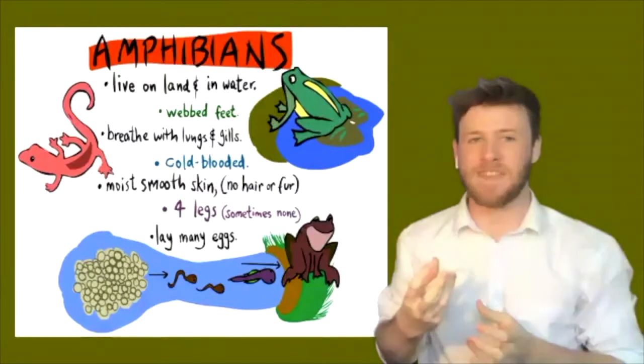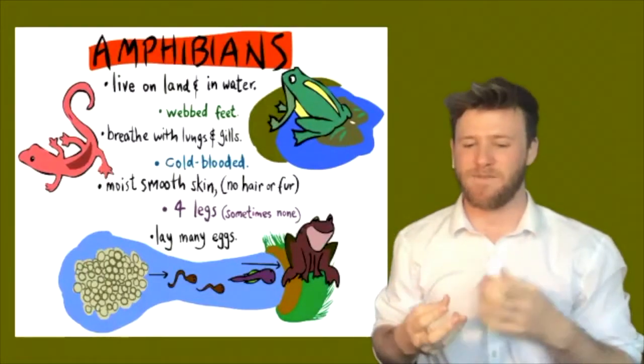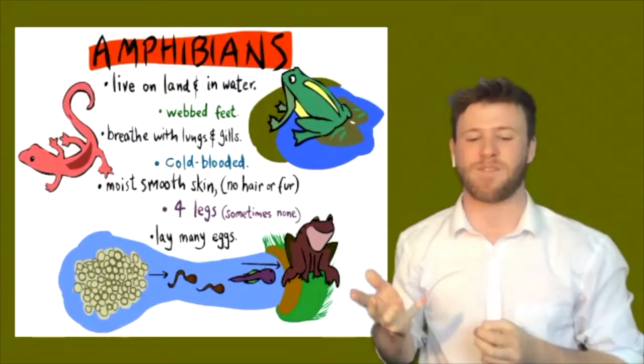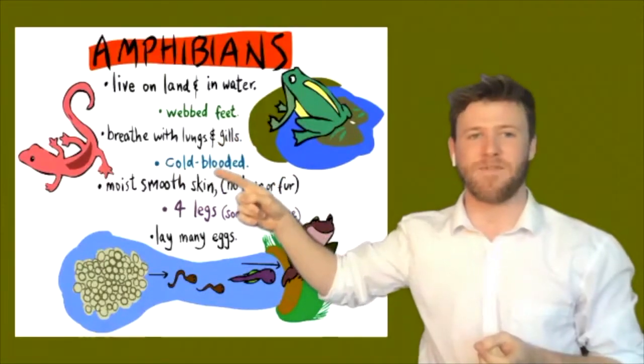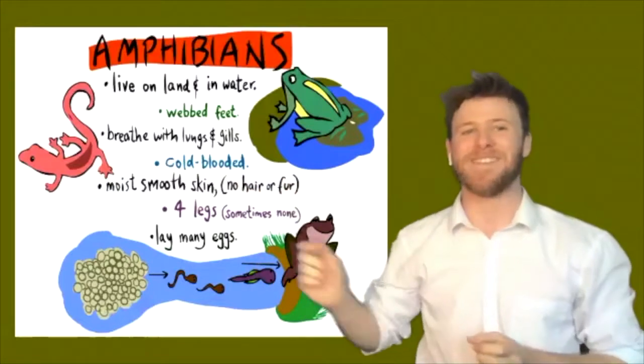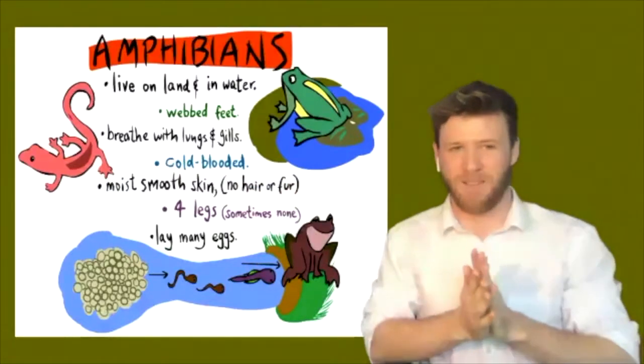They tend to have webbed feet as well and be very, very good at swimming. And a few more examples of this: we've got the frog, we've got the salamander, which is like this sort of lizard-like looking thing over here. Although it's not a lizard, it's a salamander, and a newt as well.